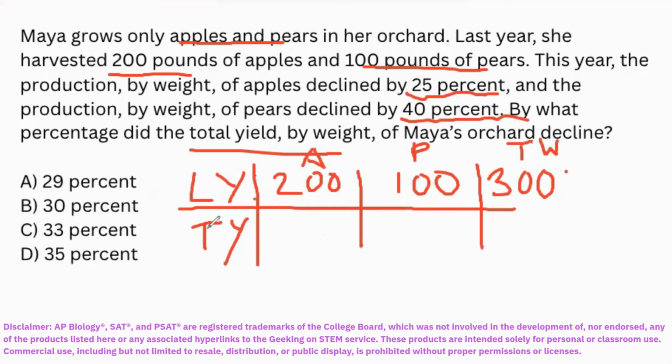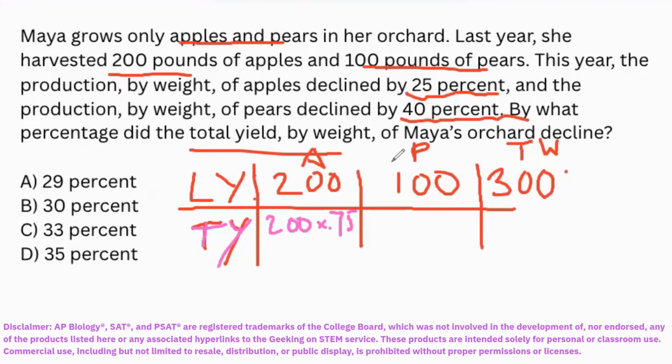Then, if we're talking about this year, they want to know what it's going to be, but we know that the production has declined. And we know that the amount of apples have declined by 25%, I should say, and pears by 40%. So in actuality, this year, we have 200, but it declined by 75%. So times 0.75.